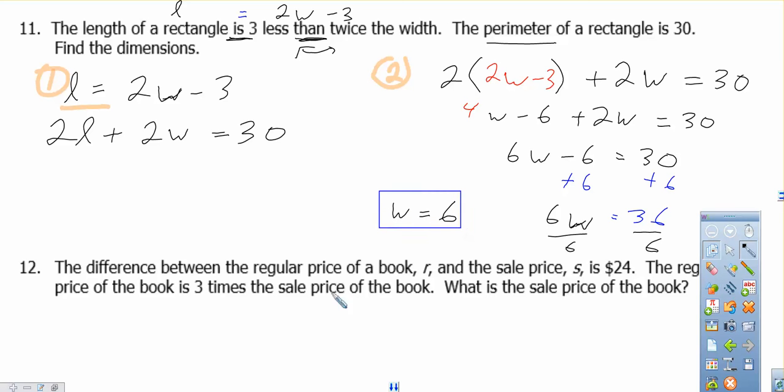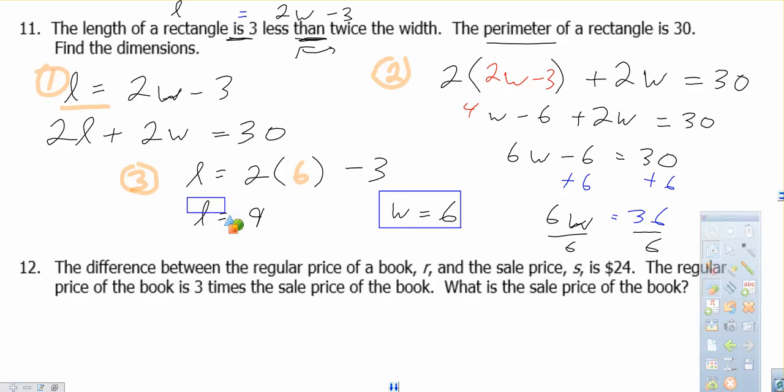Well, we have to find both dimensions. So our step 3, just like we had earlier, we're going to go back to our original equation, L equals 2W minus 3. But we're going to replace W with 6, which tells us that our length is 12 minus 3. Our length is 9. That's all there is to it.